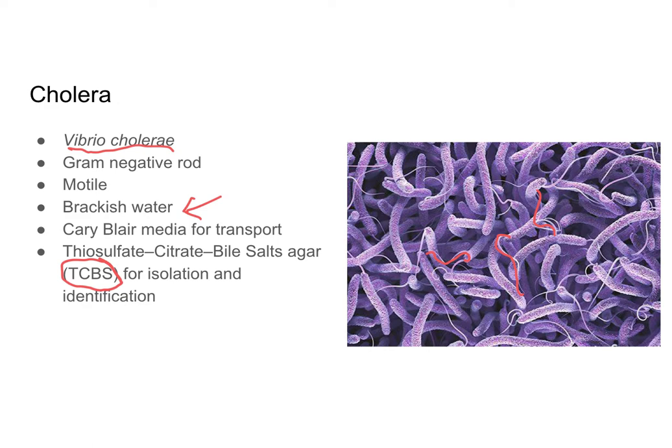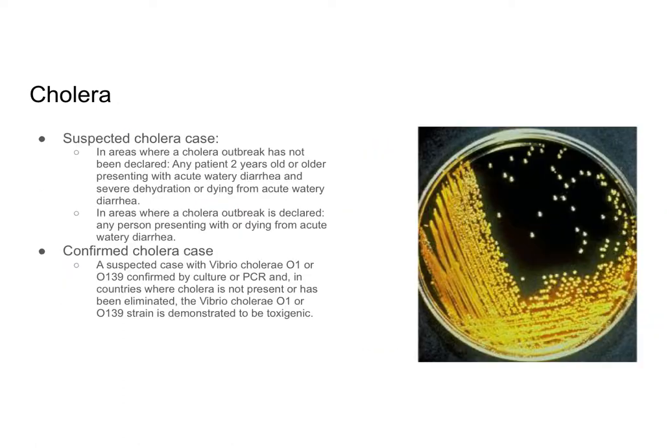In developed nations, you can throw it on a PCR machine and determine that the genes are there for the Vibrio cholerae, and that's a positive. That's a PCR test. Remember when we talked previously about case definitions? So these are a couple of the case definitions of cholera: a suspected case and a confirmed case.